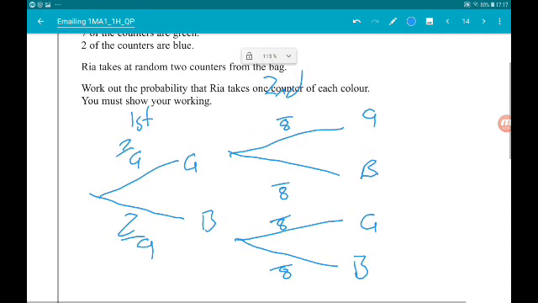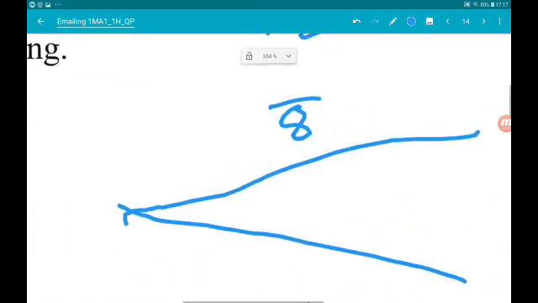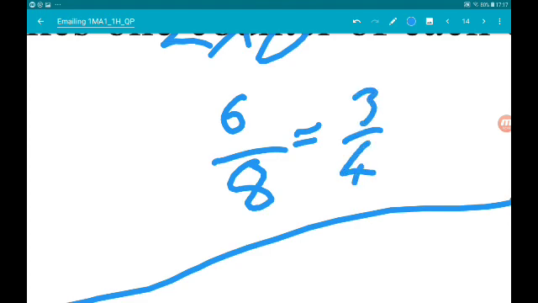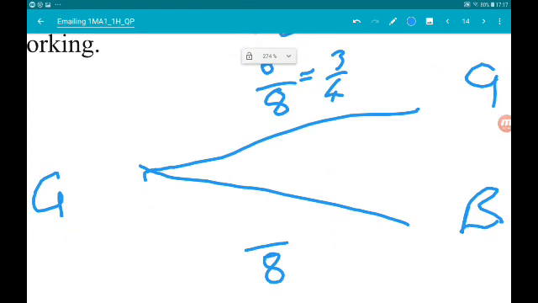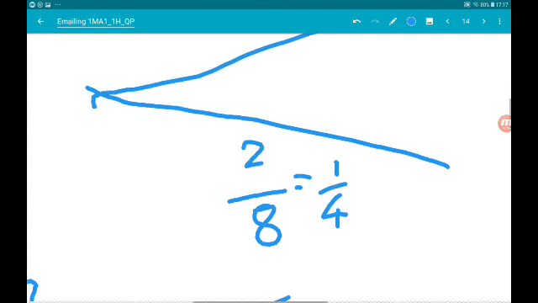Okay, so going along the top, if she's taken 1 green out, that means there's 1 less green she can choose. So there's now 6 greens. So we got 6 out of 8. Now that simplifies to 3 quarters. Now that means then, well, there are still 2 blue. So that's 2 out of 8, which is 1 quarter.